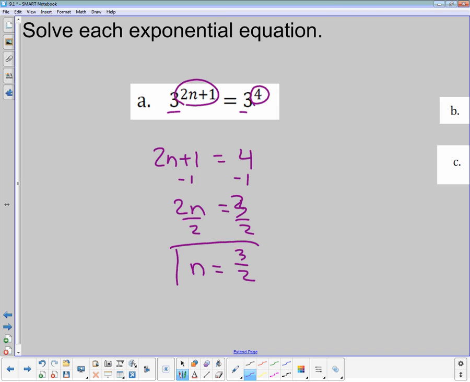Okay. The way you can check it is take it and plug it back in for n. If I took it and plugged it back in for n, I get 2 times 3, which is 6. 6 divided by 2 is 3. 3 plus 1 is 4, and I'd end up with an exponent of 4.